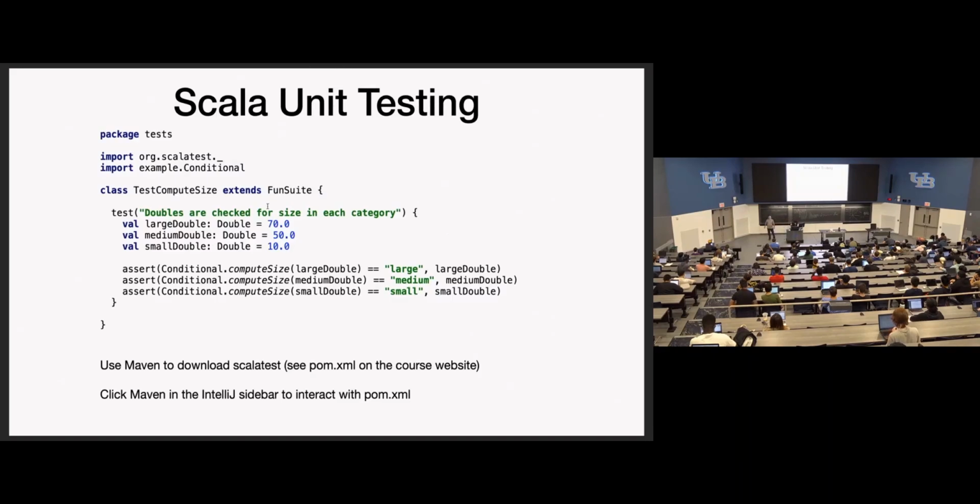So let's jump right into it and see what a unit test in Scala looks like. Let's take a look at this one. We'll look at this for a few slides. I know it's a lot of code all at once, but we're going to break this apart and look at each piece individually. So this is our first unit test for Scala, our first test suite, which is going to test the method that we saw a few slides ago, that large, medium, small testing.